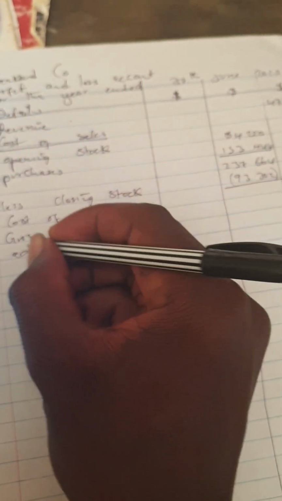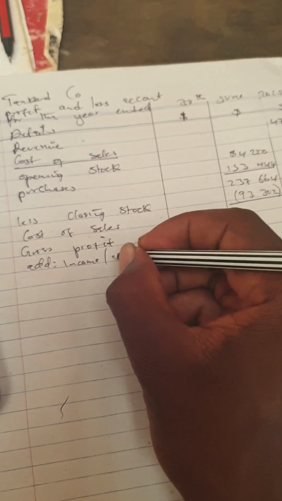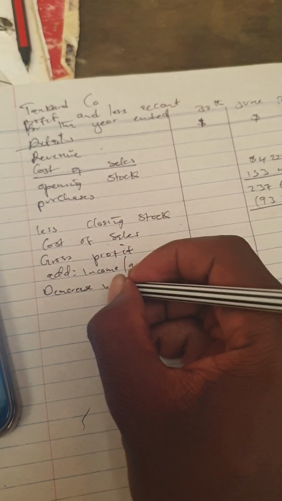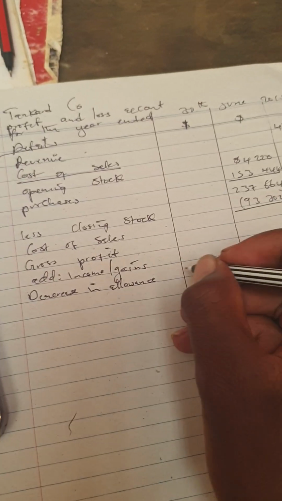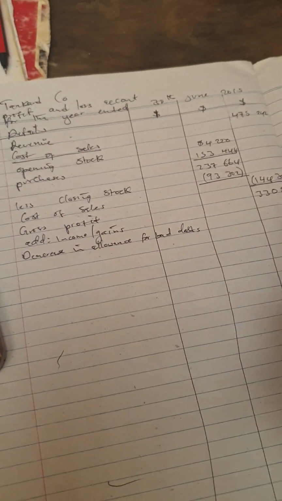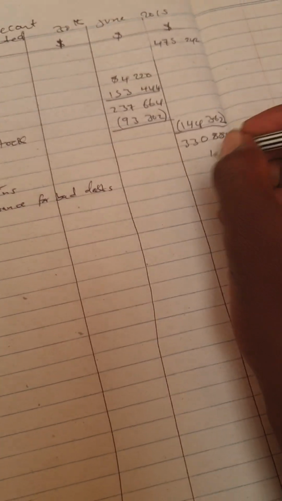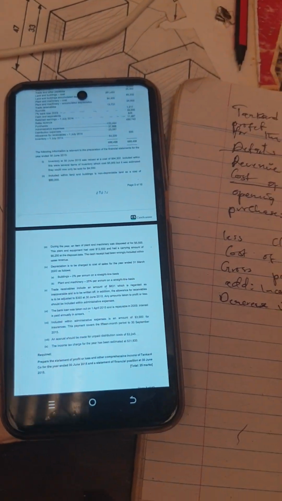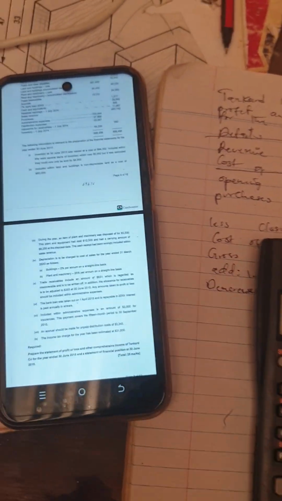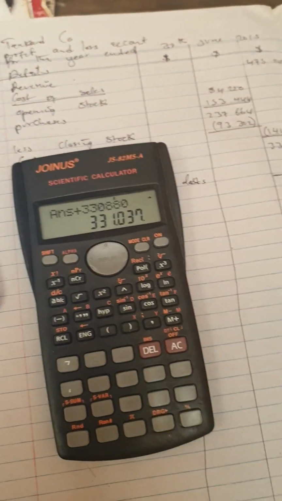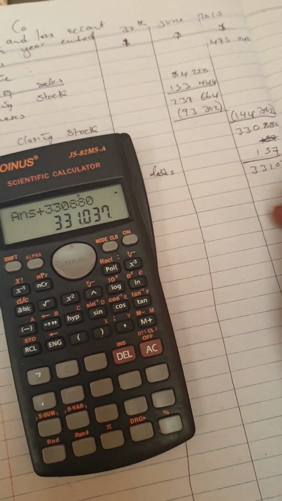So since we're adding incomes or gains, the first thing that we're going to add in this case is our decrease in allowance for receivables, or bad debts. Sorry that my line has exceeded the normal line. Okay, so it was 157. In the income statement it was 550, in the adjustment it is 393. We're just concerned about the difference, which is 157, which we're adding to the 338,180. This is going to give us 331,037. This is because we don't have any other gains.